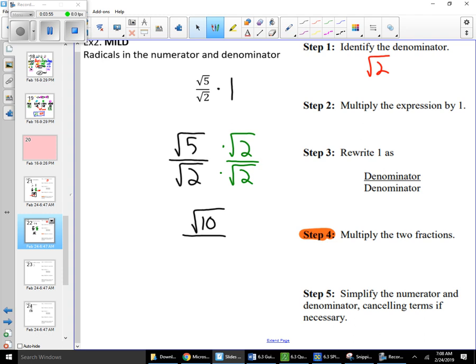And then in the denominator, a little bit of scratch work here, the square root of 2 times the square root of 2, well, that's the square root of 4, but the square root of 4 is a number we know. The square root of 4 is just 2. Like the previous example, in this one, nothing simplifies, so that is a final answer, root 10 over 2.